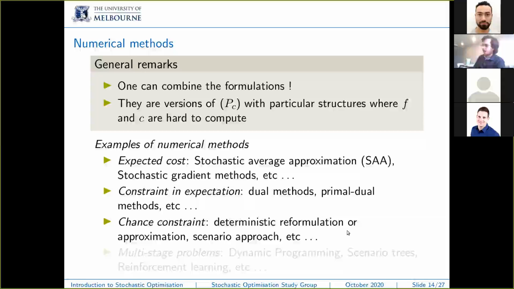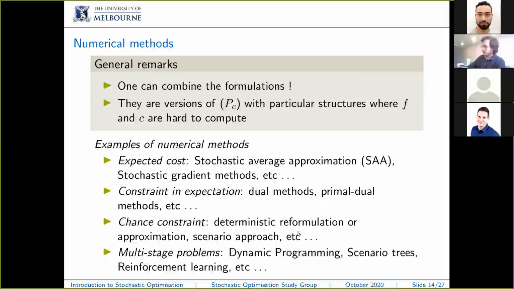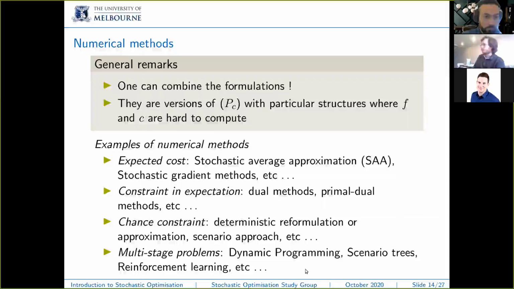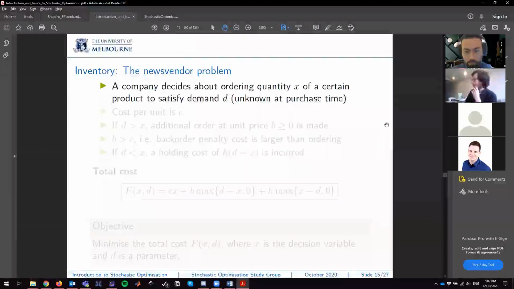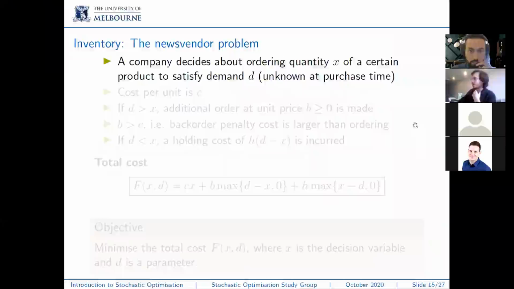Basically, for multi-stage problems, there are many ways. You do dynamic programming, scenario trees, reinforcement learning, and so on and so forth. Okay, so that was it for the general presentation, the general introduction on stochastic optimization. Now Alejandro will present an example and illustrate the different concepts using the example.